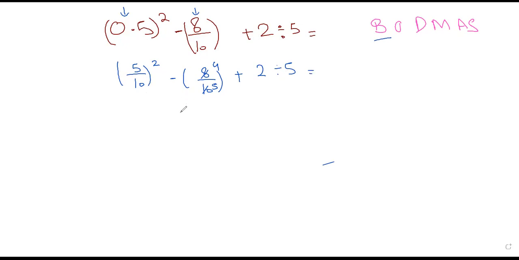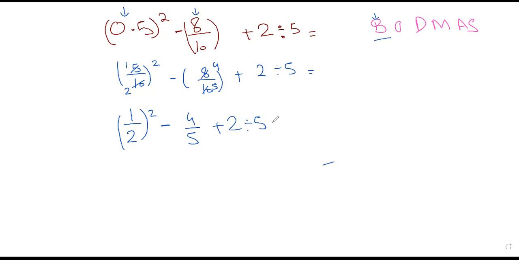If a power comes along with brackets, will that be order or bracket? That will be order, but first we are solving the bracket. So first we solve 5 by 10, we'll get 1 by 2. So finally we got 1 by 2 square, minus 4 by 5 plus 2 divided by 5 equals.